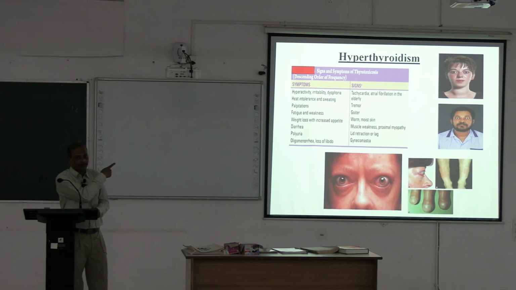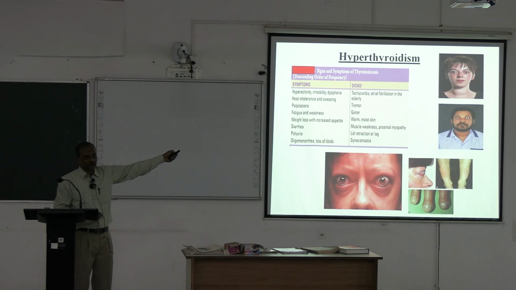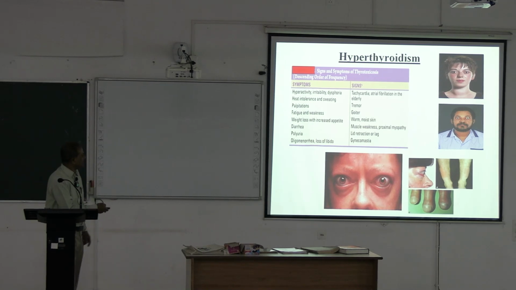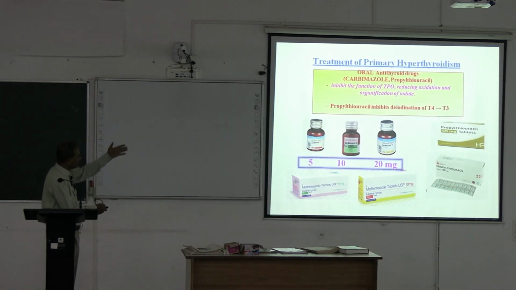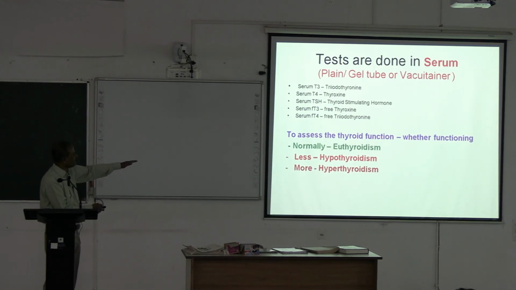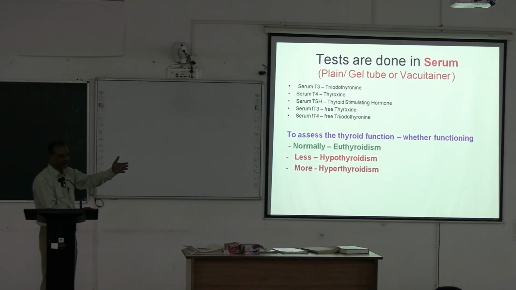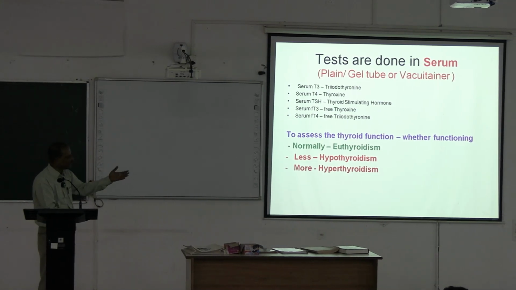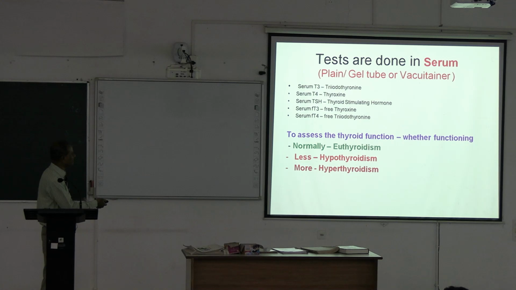I am telling you, hyperthyroidism is easy to diagnose. By looking at the patient, by looking at the eyes only, you will be able to diagnose. Hypothyroidism is very difficult to diagnose. Hyperthyroidism is easy to diagnose. So, thyroid function test is coming; this I have already told. Normal functioning means euthyroidism; less means hypothyroidism. It will take another 5-10 minutes maximum.